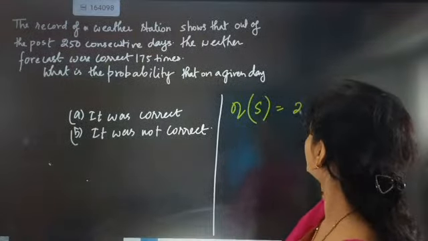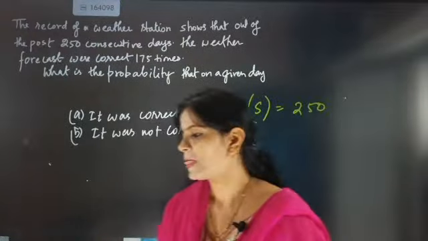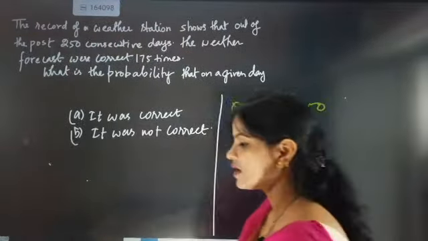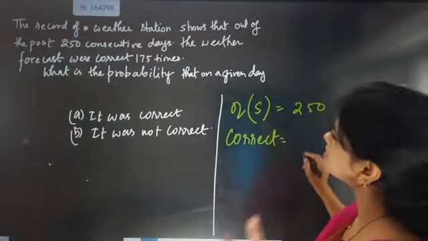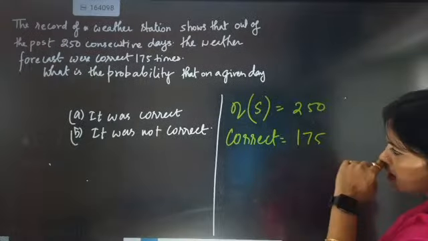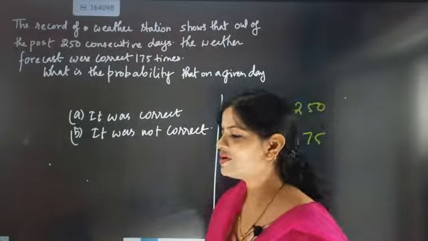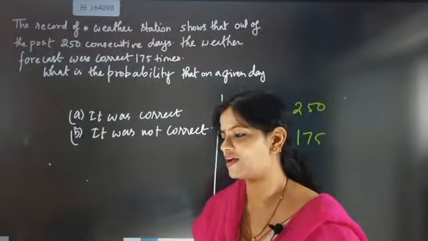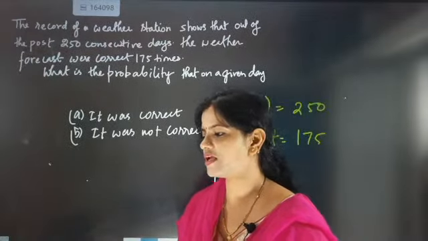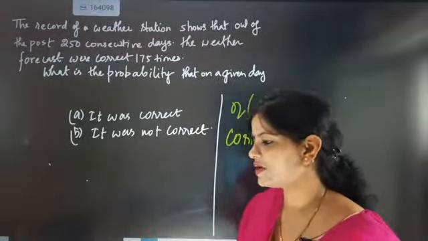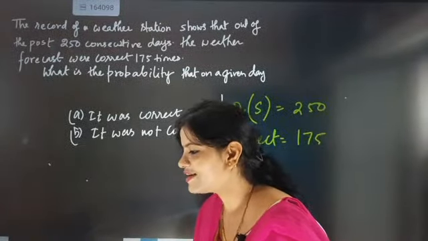Sample space is coming here 250 days. So correct time, correct how many times it has given? Correct it has given 170 times, 175 times. Correct weather forecast means they told it is going to rain means it is going to rain. They told it is not going to rain means it is not going to rain. So whenever they told that this time is the raining time, this time is not the raining time, that happened. Fine, that happened. So that is called as the correct, but for us 99% not accurate.